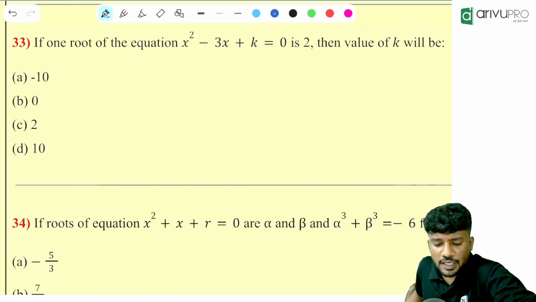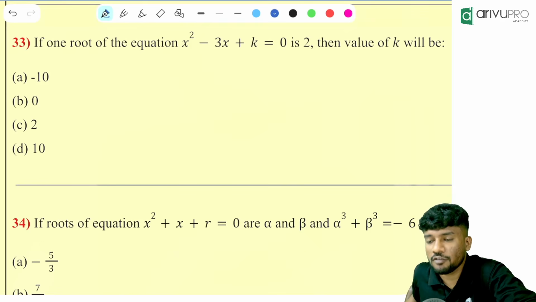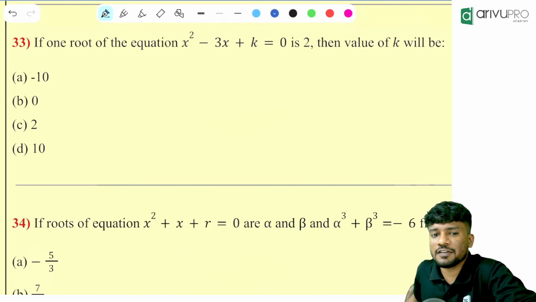One of the roots of the equation x square minus 3x plus k is equal to 0 is 2. Find the value of k. Can anyone suggest a method?